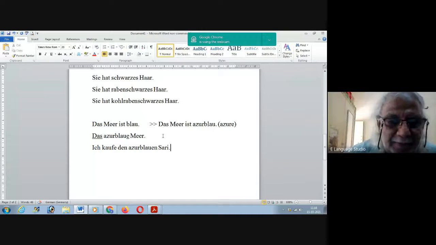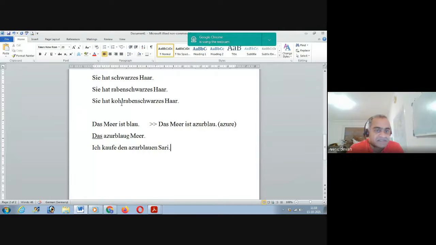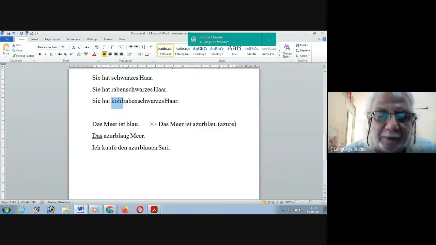See, for example, when you say kohlrabenschwarz, it's not schwarzer, not simply schwarz or schwarzer or schwarzest. Schwarz is sufficient. You said Kohl, like coal, plus Raben, like the raven, which is a very utterly black colored bird.